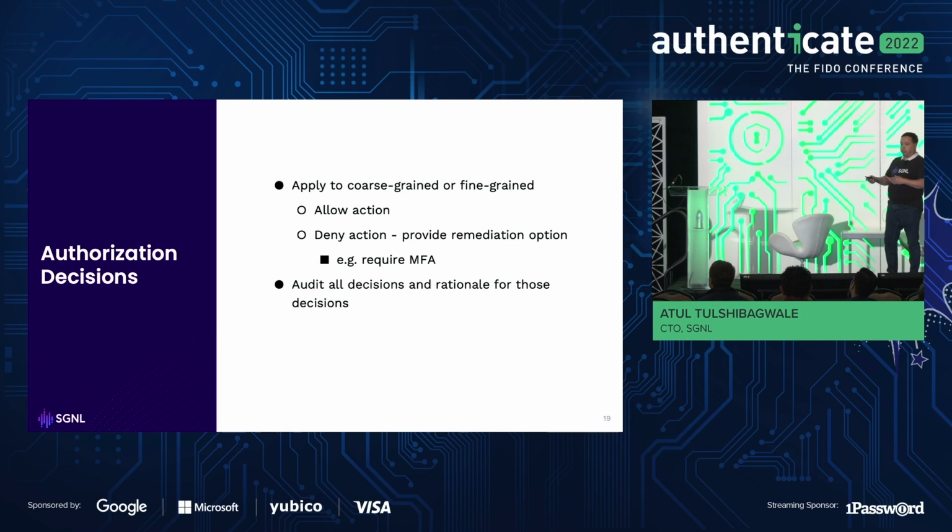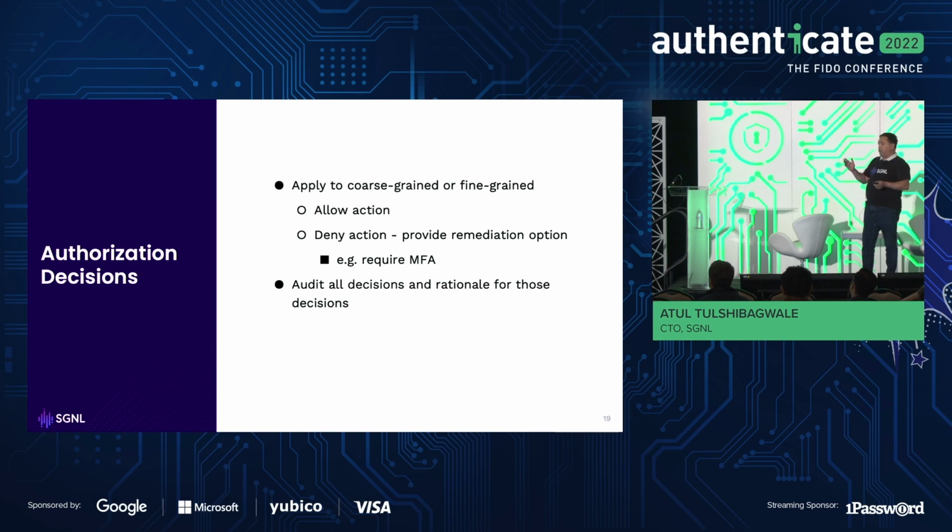So you can say it's my access to the entire application that I'm controlling, which is a coarse grain kind of decision. Or you can say it's a fine grain decision, which is basically, I'm just trying to understand whether this particular user has access to this particular customer's data, right? It's a very fine grain kind of decision.